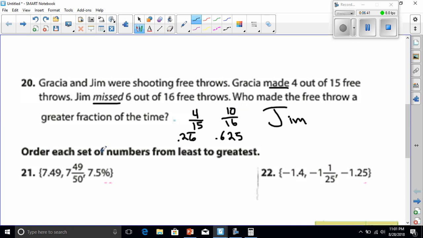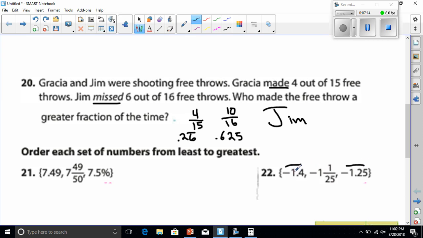All right, number 22. Order each set of numbers from least to greatest. Ooh, least to greatest. Well, let's try this out here. First of all, let's look at these and think, how can I do these the easiest? I've got decimals here, right? And that automatically tells me I'm going to work with decimals, okay? In this case, we're going to go ahead and turn this fraction into a decimal. But let's see which one's greater here.